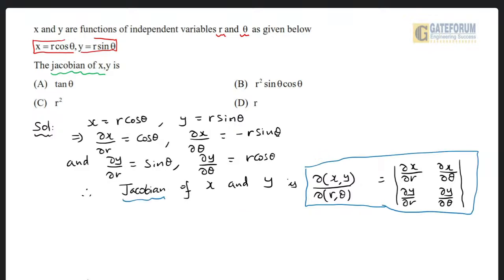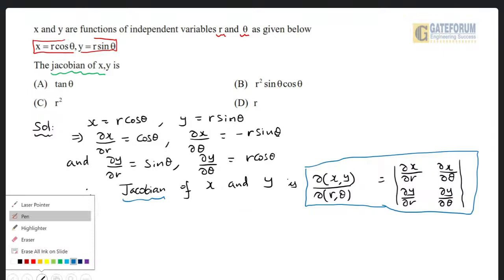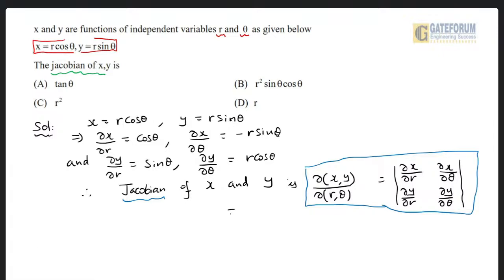Okay. Now, just expanding all these data given. So you will be getting r into cos square theta plus r sin square theta. Since mod A, B, C, D is equal to AD minus BC. Taking r common, you will be getting cos square theta plus sin square theta, which becomes 1. So finally, this is r. So the answer is small r. Accordingly, the option is D. This is end of the question.